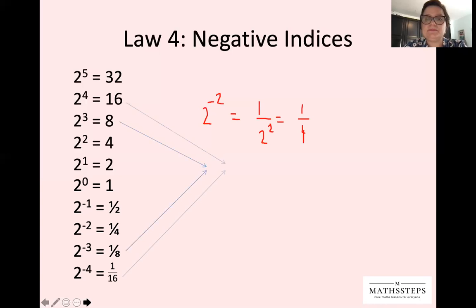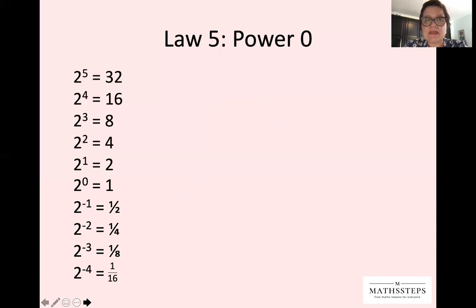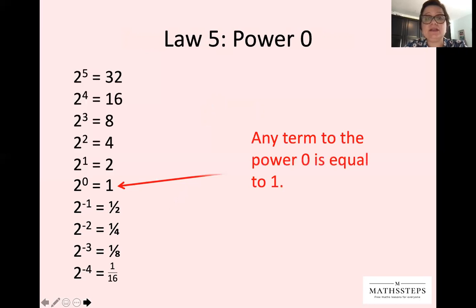Okay, so this is the general rule. A letter or a term with the same base to a negative index is the same as 1 over that same base with the positive index. And for the power of 0, any number, any term, any letter to the power of 0 is always 1. So for example, 2 to the power of 0 is 1, a to the power of 0 is 1, or b to the power of 0 is 1. Every single term, every letter, if it's to the power of 0, the answer is going to be 1.